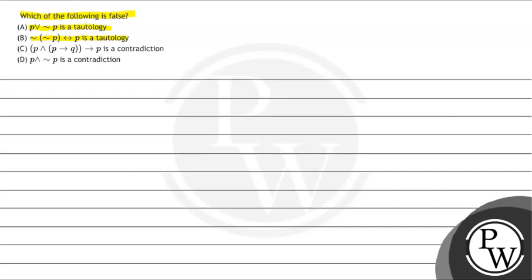The third statement says that P and if P then Q, then P is a contradiction. And the fourth statement is P and negation of P is a contradiction. We have to tell which of the given statements is a false statement. So before we start solving the question, we must know the key concept on which this question is based. The key concept is that we must know what tautology and contradiction mean.